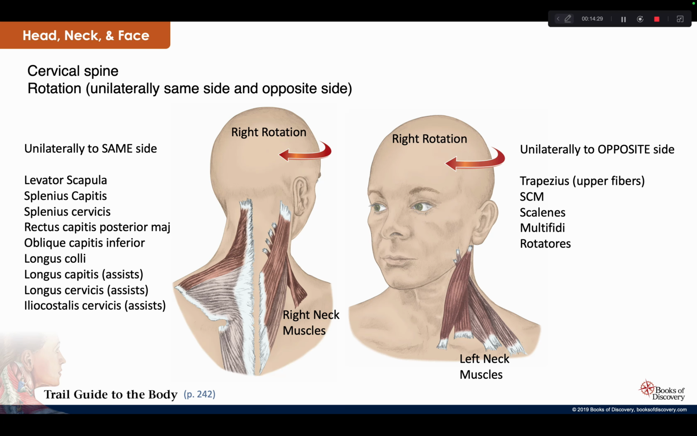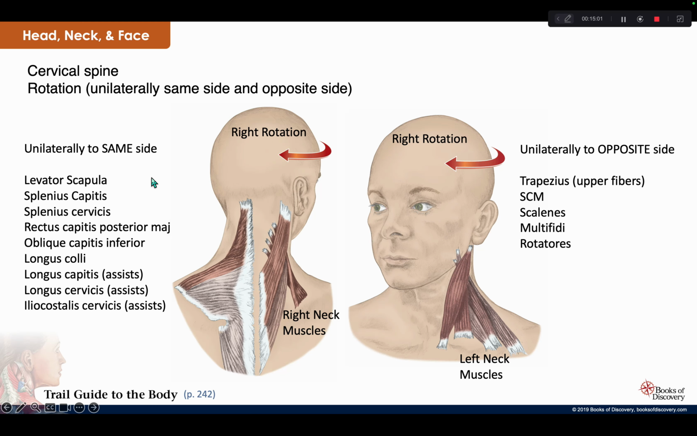Now there's rotation. You can have rotation that happens unilaterally to the same side or unilaterally to the opposite side. That means one side of the neck is contracting, and sometimes that muscle will rotate it to the same side that muscle is on. Sometimes it'll rotate it to the opposite. That can be really confusing when trying to assess somebody and determine what to work on. Let's start with same side.